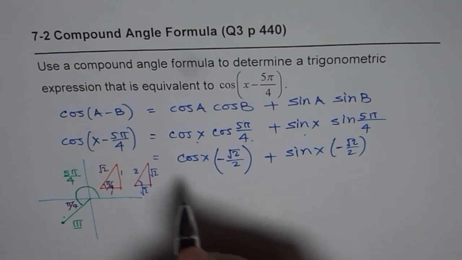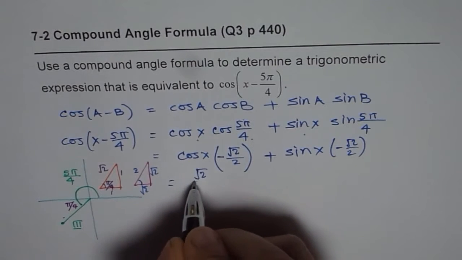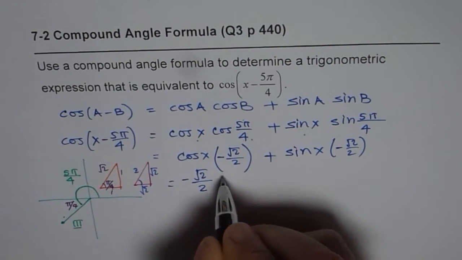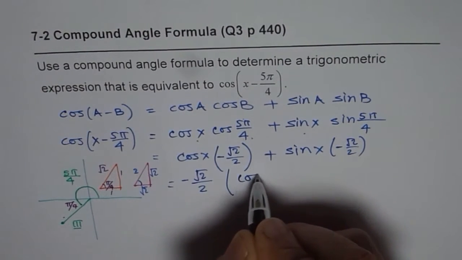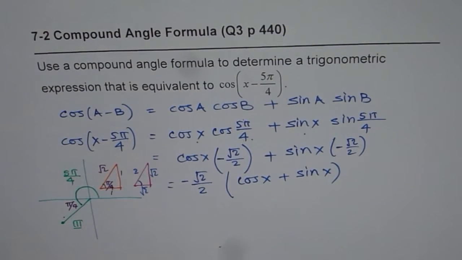Now we can take square root 2 over 2 as common. So we get square root 2 over 2 with a negative sign as common. We are left with cos x plus sine x, correct? So that is the equivalent expression using compound angle formula. So that is your answer. I hope that helps. Thank you and all the best.